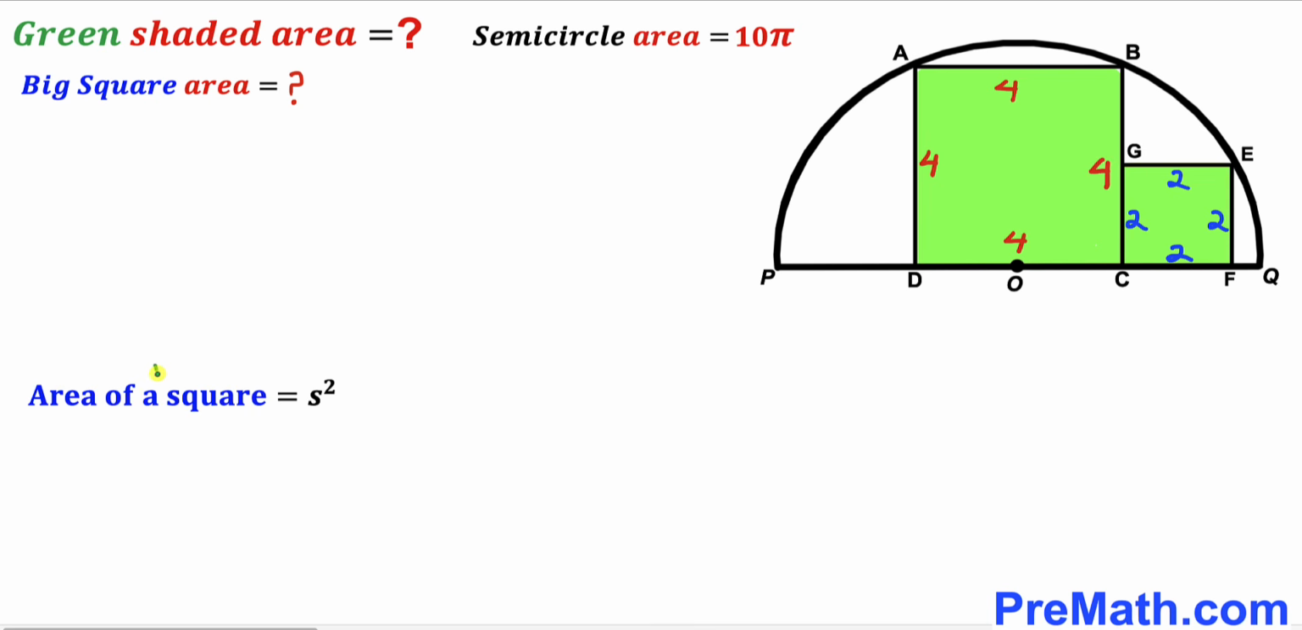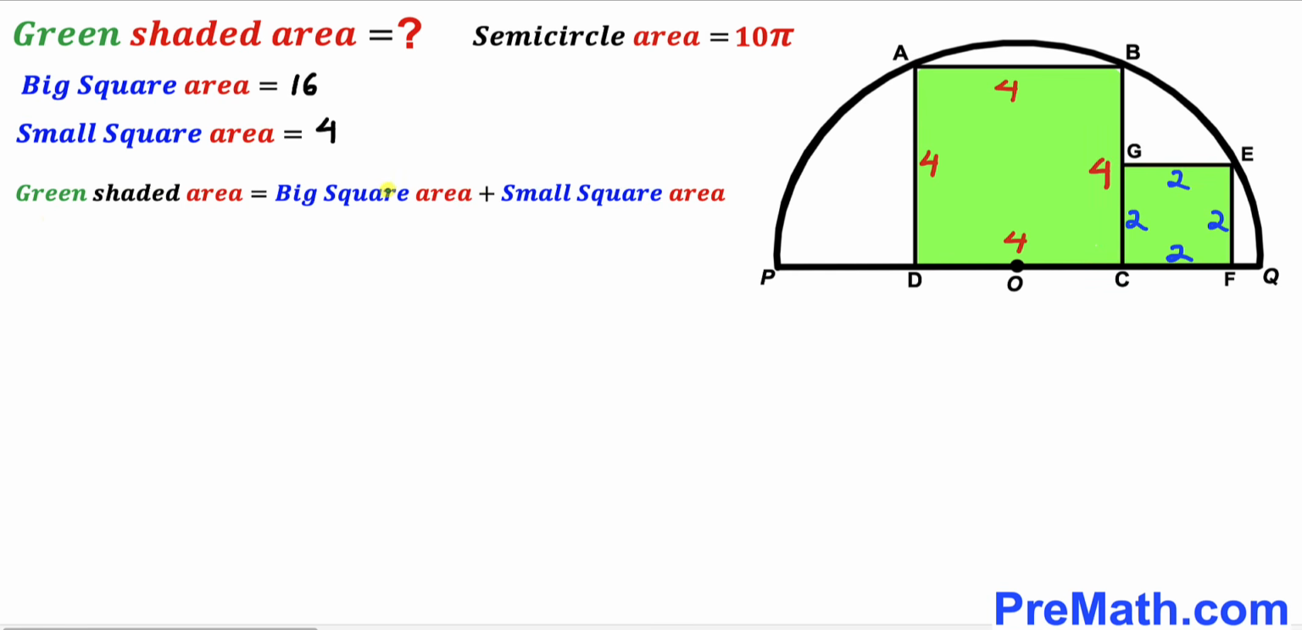And now we are going to calculate the area of this big square. Let's recall the area of a square formula. Area is always equal to s squared, where s is the side length. In our case, the side length of this big square is 4. So therefore, this big square area is going to be 4 squared, which is equal to 16. And now we are going to calculate the area of this small square as well, using the very same formula. The side length of this small square is 2. So therefore this is going to become 2 squared and that is going to be equal to 4.